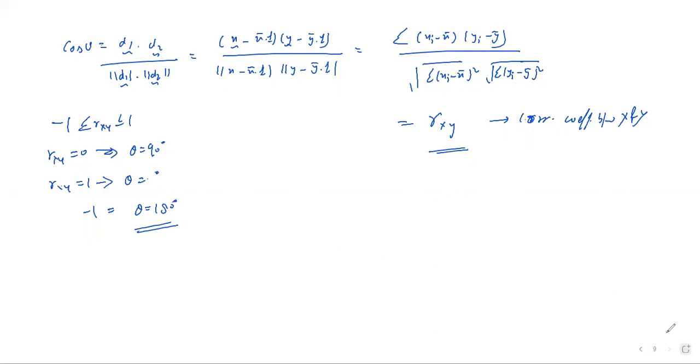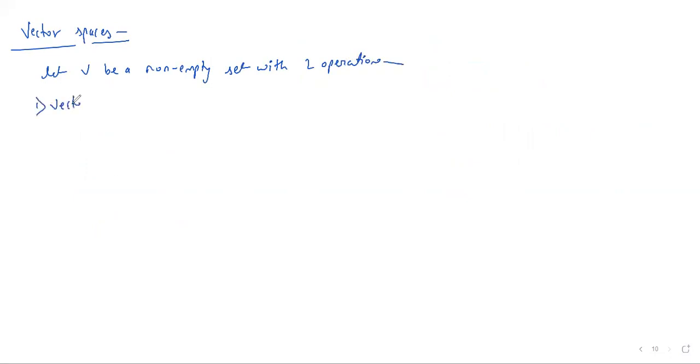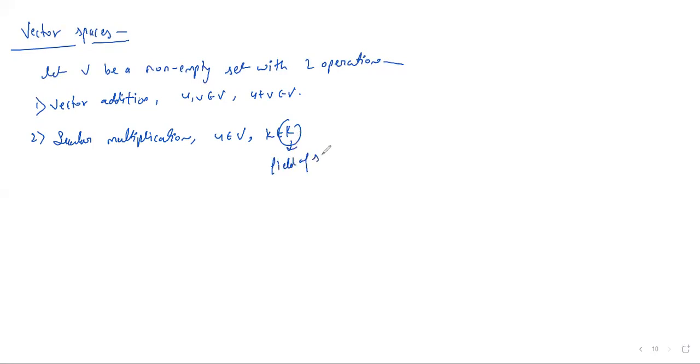Now let's see our main concept, which is vector spaces. Let V be a non-empty set with two operations. First, vector addition: if u, v belong to V, then u plus v also belongs to V. And second is scalar multiplication: if a vector u belongs to V, and k is a scalar belonging to K, where K is the field of scalars, then ku also belongs to V.